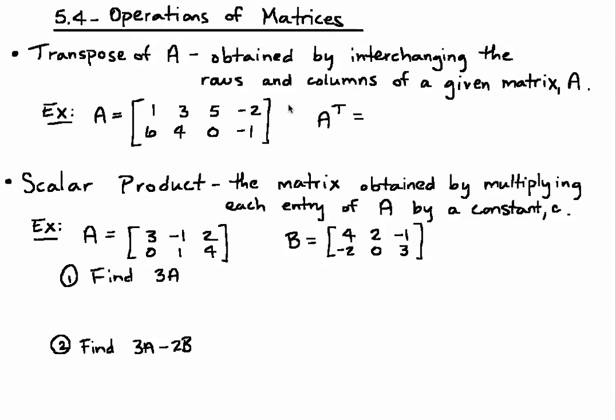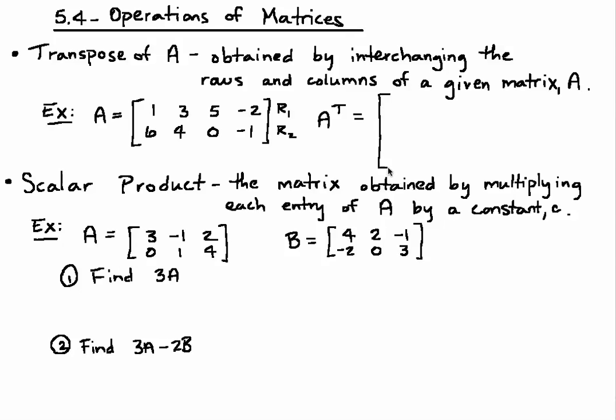So if we're looking at the matrix A with row 1: 1, 3, 5, negative 2, and row 2: 6, 4, 0, negative 1, we're going to transpose this. We're going to make row 1 become column 1 and row 2 become column 2. So what would this look like?